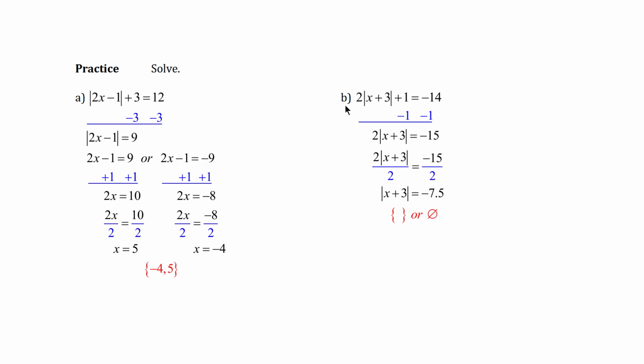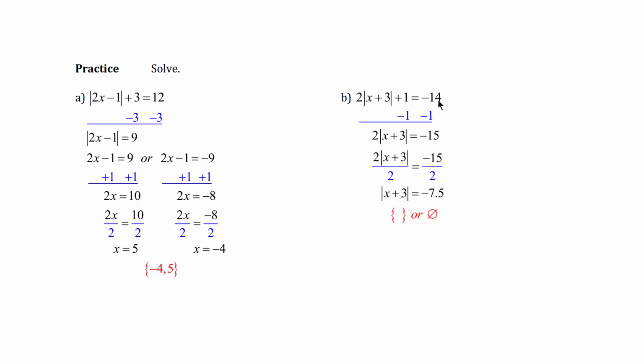Moving on to part B, we have 2 times the absolute value of x plus 3. Outside the absolute value, we have plus 1 equals negative 14. The first thing we need to do before applying a rule is isolate the absolute value by itself. So first we need to get rid of the plus 1 by subtracting 1 from both sides of the equation. Simplifying the left-hand side, the plus 1 minus 1 cancels out, and we bring down the 2 times the absolute value of x plus 3.